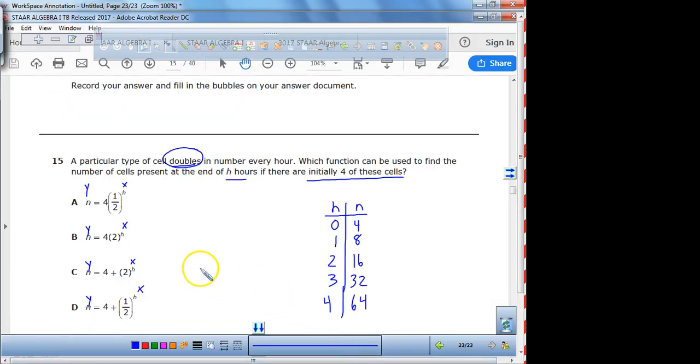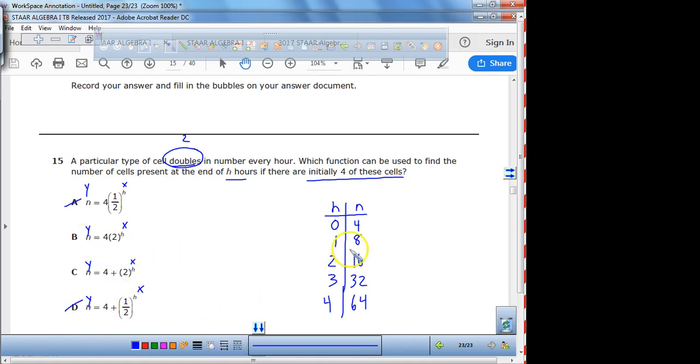Now, by the way, if it says doubles, which one do you think we probably wouldn't use? Doubles means what? 2 times, right? So what does that say? Yeah, we're not going to do A because that says multiply by half, right? So what else would we not probably use? D, right? Okay, so now it's either B or C.